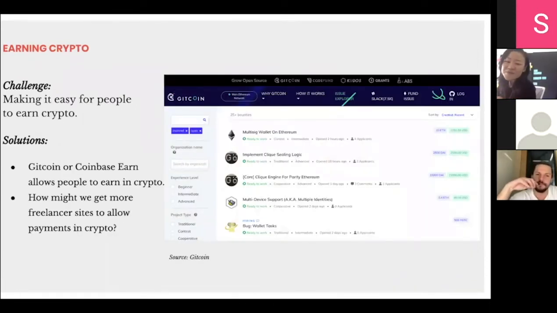Obviously, for earning crypto, we need to get more sites to pay out in crypto, and that's been increasingly a challenge. I think sites like Upwork were allowing that for a little while, but it's harder. Gitcoin is pretty cool, or Coinbase Earn, where you actually get to accept crypto. That's another way of acquiring crypto for many users, which is super interesting as well.